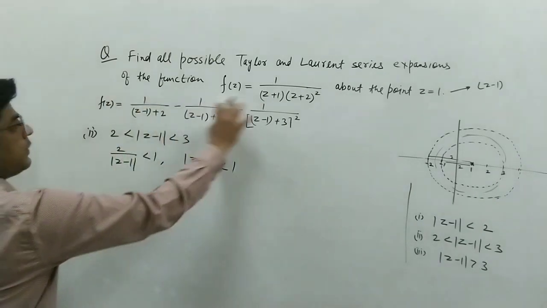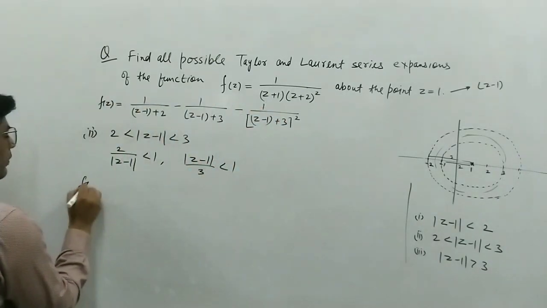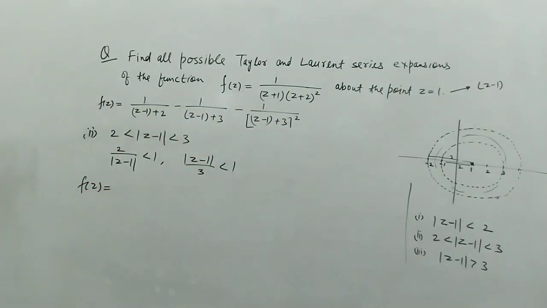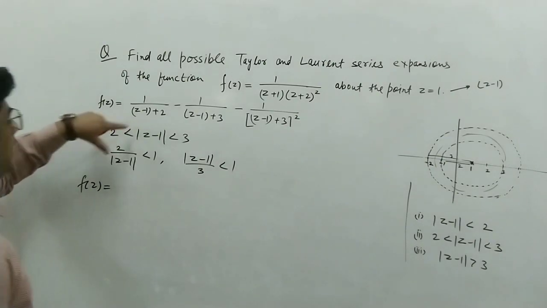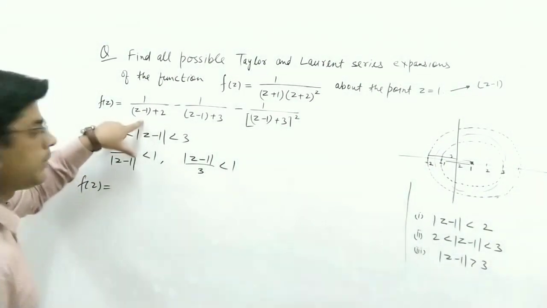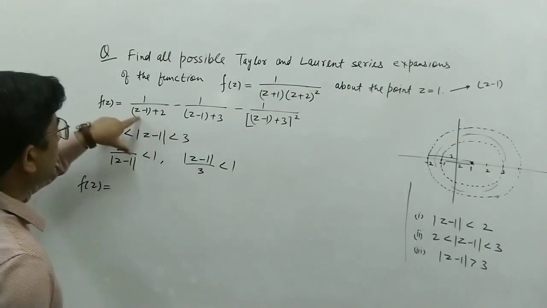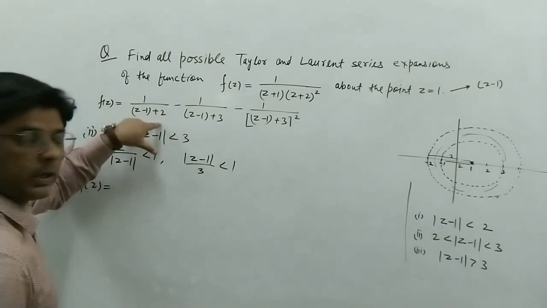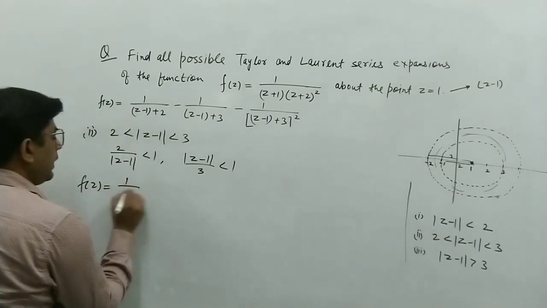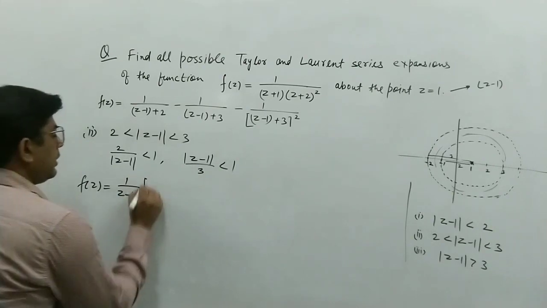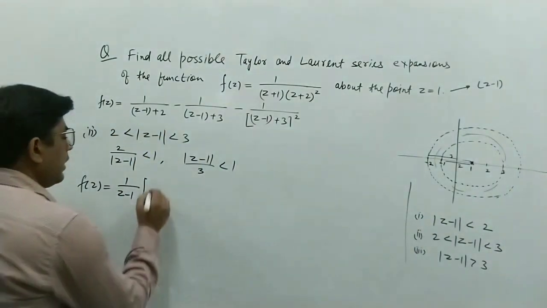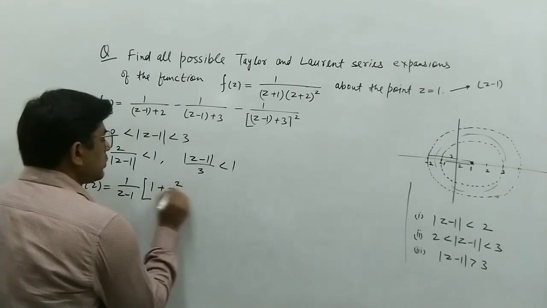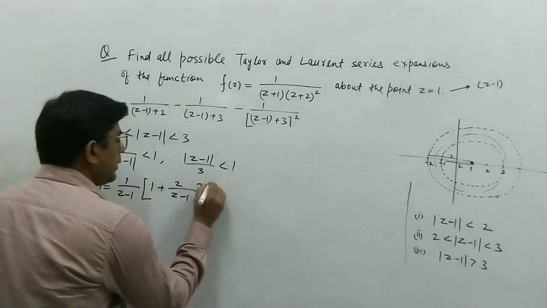So again we have to write this function in the form, we can write this as fz is equal to, from the first term we can take z minus 1 common. If we take z minus 1 common, this will be 1 plus 2 upon z minus 1. And if we write in the numerator, this will be 1 plus 2 upon z minus 1 to the power minus 1.